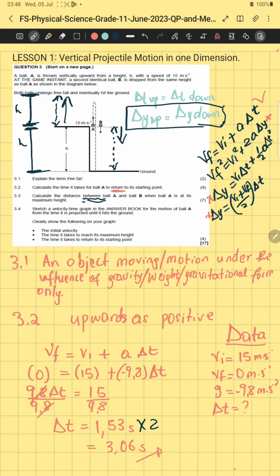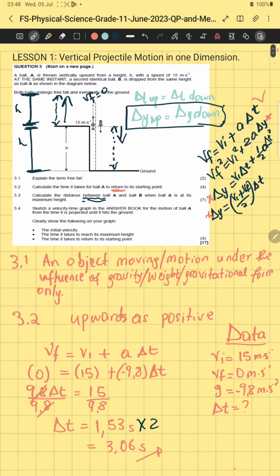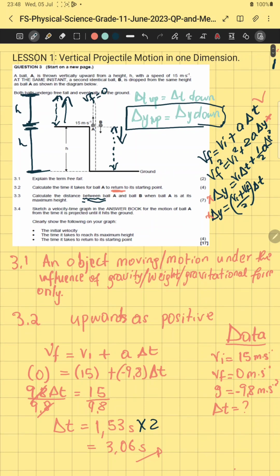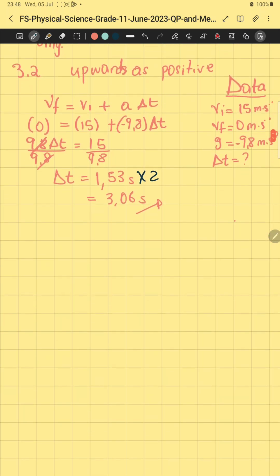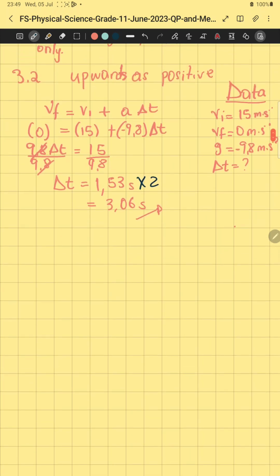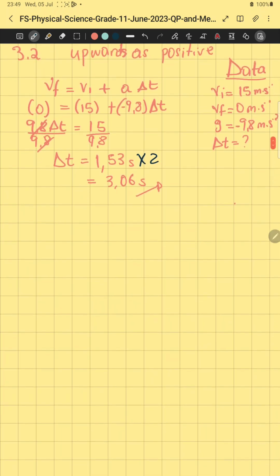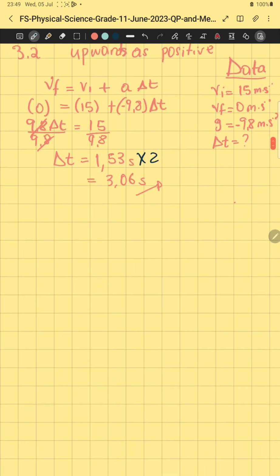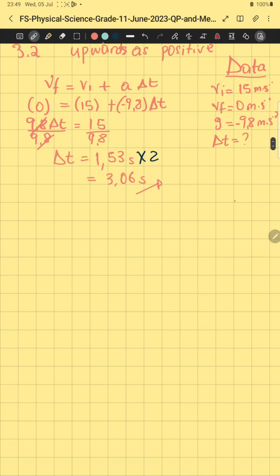For ball A, we can just use the second equation, because we do have the initial velocity. Remember, I said vf is 0, and vi is 15. So we're looking for delta y here. All right, so that means here over in this question, in 3.3, we remember the direction is still the same. I don't want to erase this because we might need maybe time in the next question, 3.3. All right, so let's use the second equation.